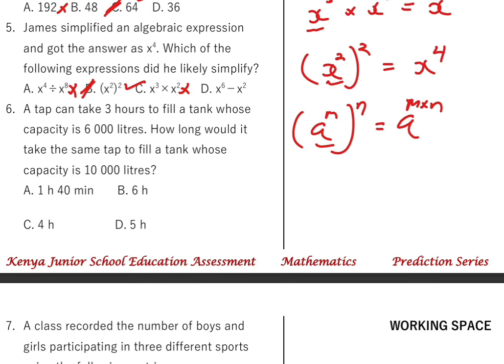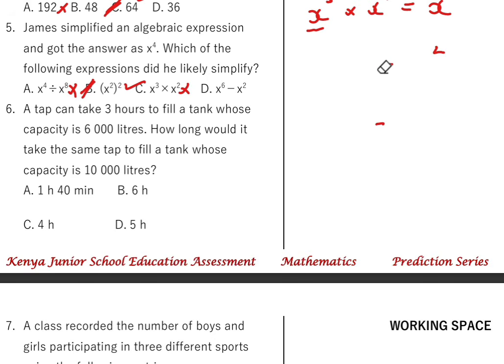Number 6, we continue. A tap can take 3 hours to fill a tank whose capacity is 6,000 liters. How long would it take the same tap to fill a tank whose capacity is 10,000 liters? So this is rates of work. These are very simple. So we're going to say 3 hours, it takes 3 hours to fill 6,000 liters. What about 10,000 liters?